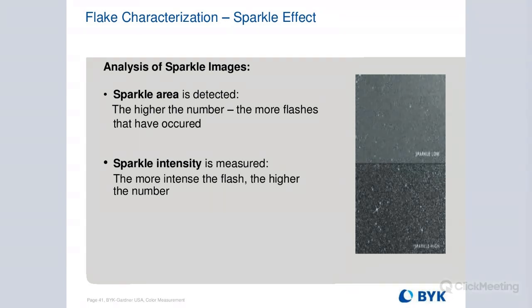So when we analyze those black and white images, we are going to calculate a value that represents the sparkle area, and we're going to calculate a value that represents the sparkle intensity. Intensity is just when you see that flash, how much brightness do you actually see? And area is more how many times do I see it?